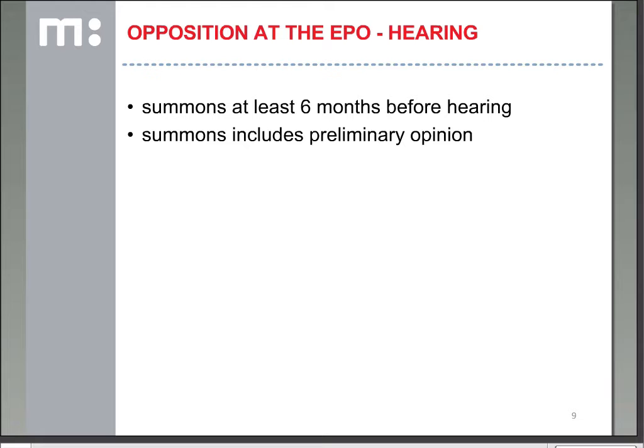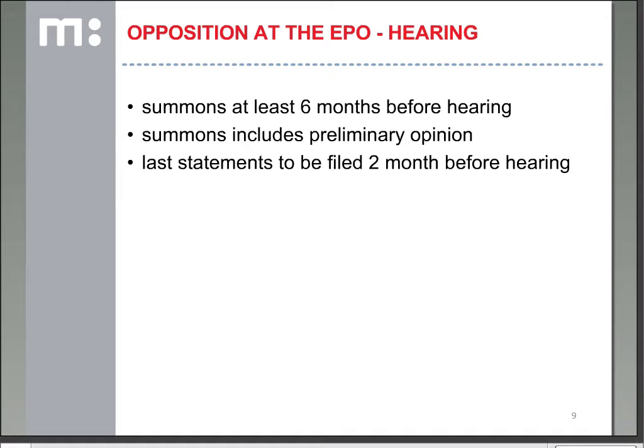And after you receive your summons, you can have last statements to be filed 2 months before the hearing. And these statements usually are a set of claims and several requests, because in European practice, you may file auxiliary requests in opposition by the patentee. And of course, there will be an additional final statement by the opponent clarifying his final points about maybe some issues raised in the reply by the patentee.